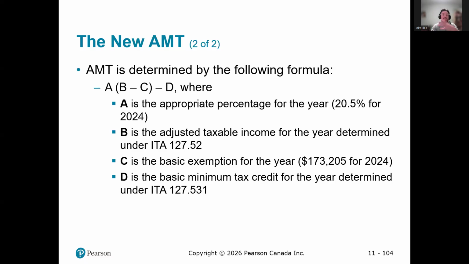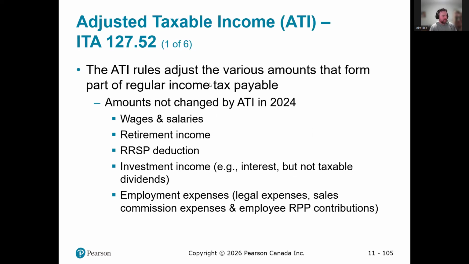So anyone of lower income is subtracting this C amount. If your adjusted income is $100,000, it's not high enough to be considered for the AMT. So the new AMT is putting in this basic exemption to ensure only the high brackets are applying. And then D is the basic minimum tax credit for the year determined under the Tax Act. So we apply our tax rates and then this generates our tax payable, and then we subtract our adjusted tax credits to figure out where we are. I think we do a practice calculation soon.